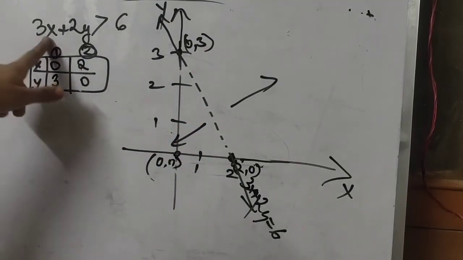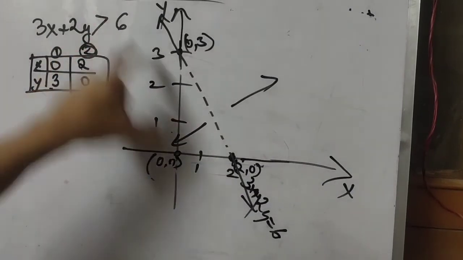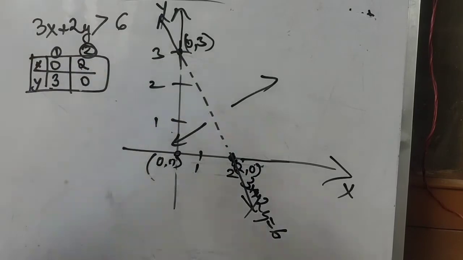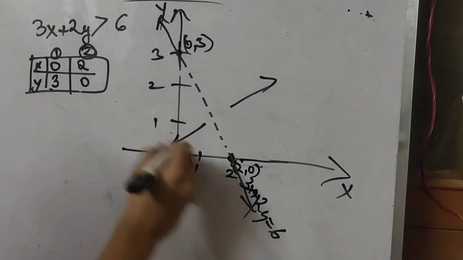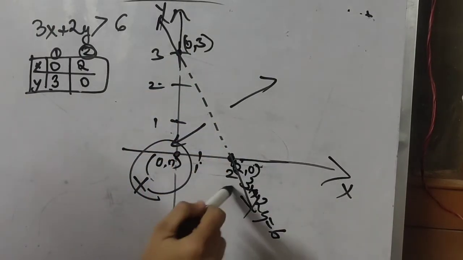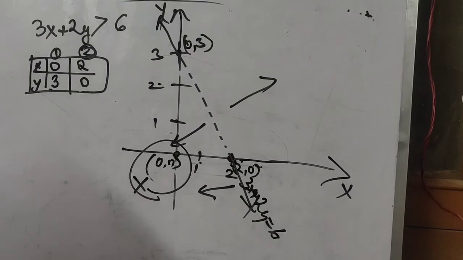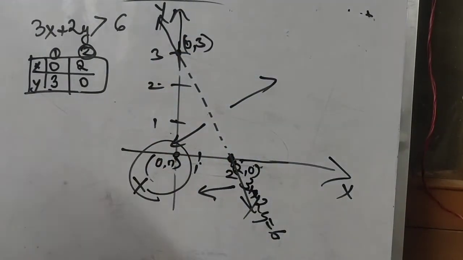But if my value comes out to be false, that is, 0 comma 0 does not satisfy my equation, then I will shade this region. Why? Because if this value is false, that means all the values lying at this side will be false. So we'll shade this region. That's why we take 0 comma 0.